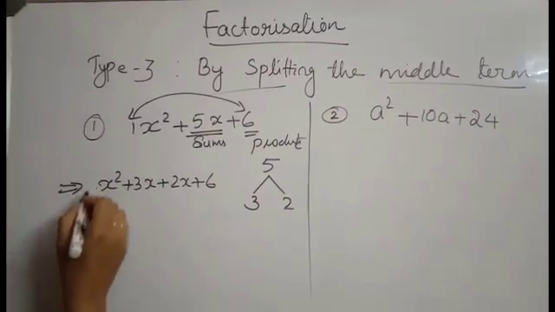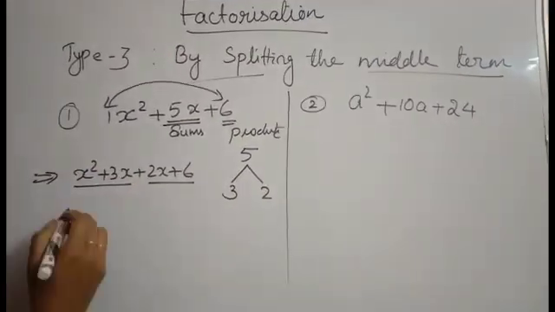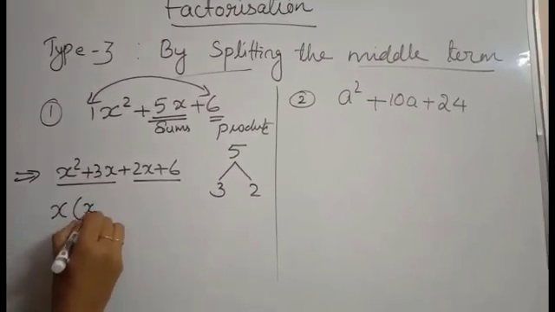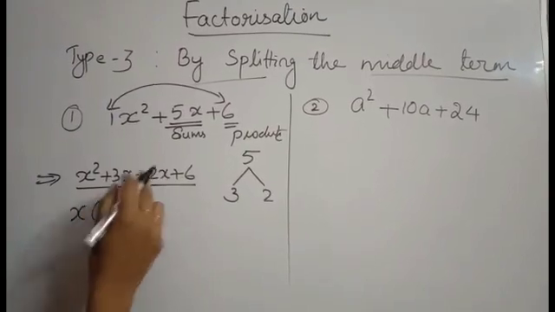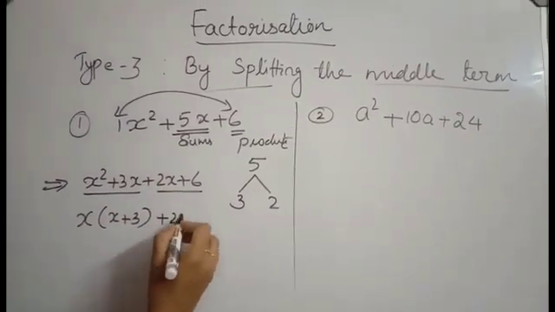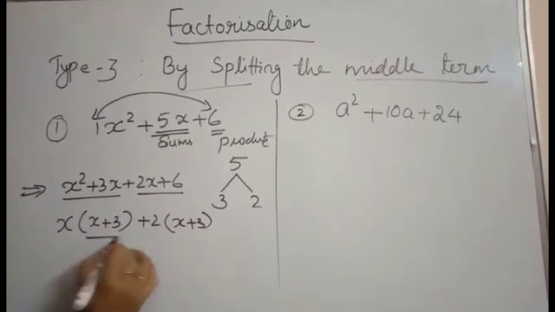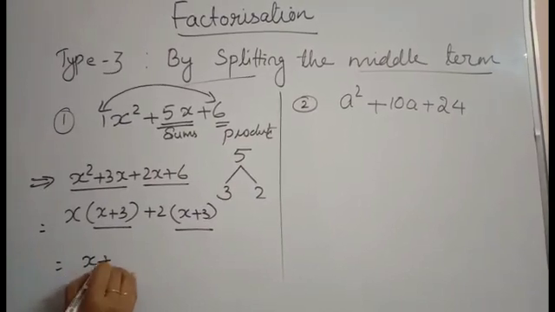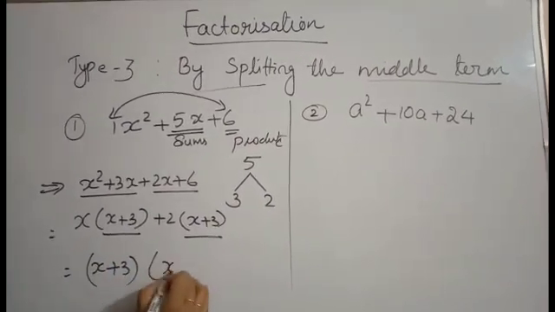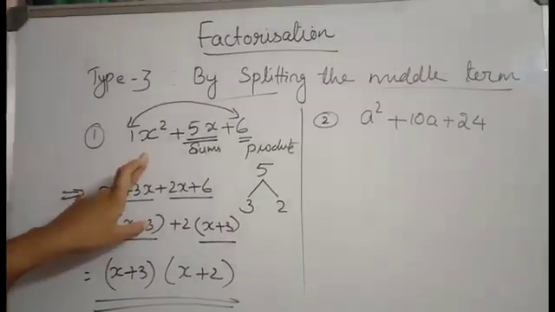Now group the terms. From here, we have to take the common terms, that is x into x plus 3. If you take x common from here, this will become x plus 3. And if you take 2 common from the next group, you will get x plus 3 again. Now, like terms you have to take outside. You will get this as x plus 3 into x plus 2. These are the two factors of this expression.